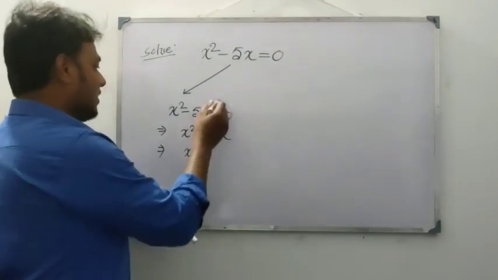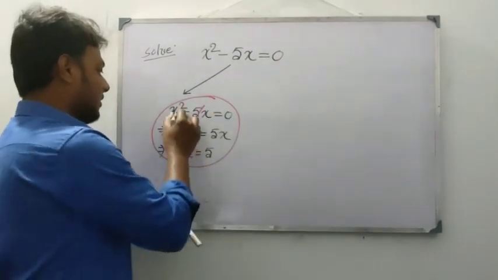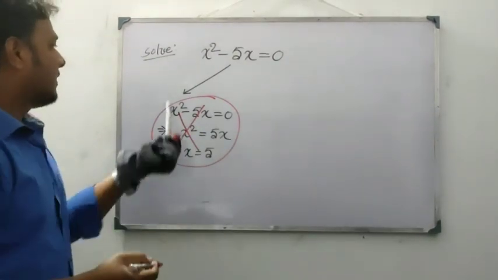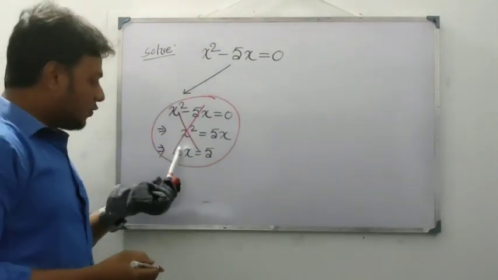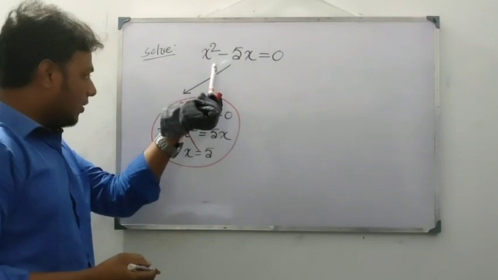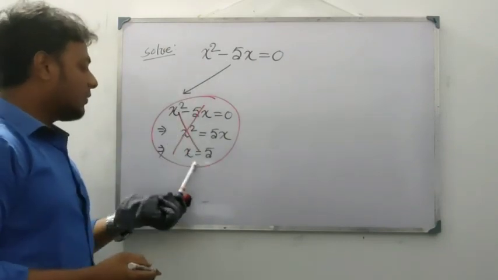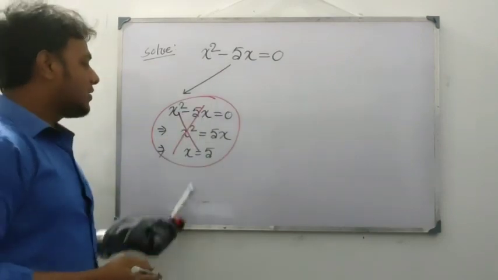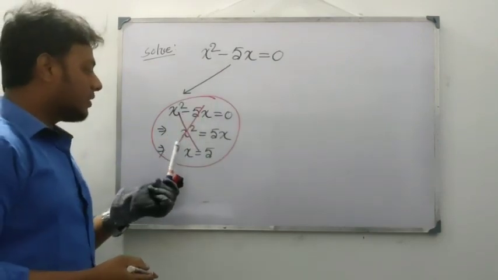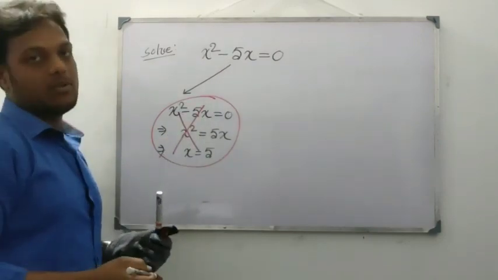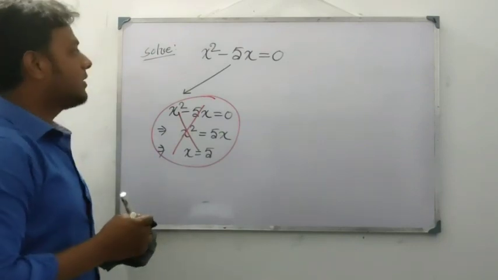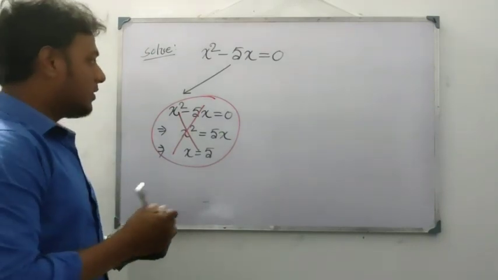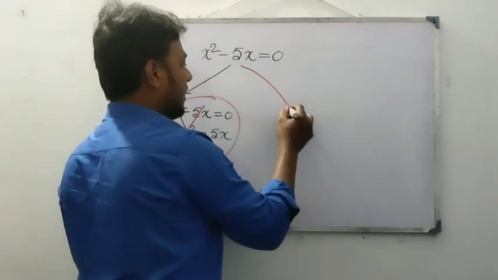But this is totally a wrong process. Why? This is a quadratic equation. You will get two values, but if you solve it this way, then you will get only one solution. Since this is a 2-degree equation, you will get two values of x. So how to solve this equation? You have to solve it this way. This is the right way.